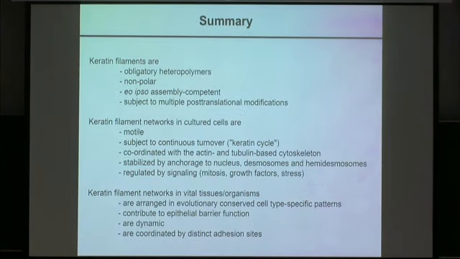Let me quickly summarize. I hope I was able to show you that keratins are obligatory heteropolymers on the dimer level. They're nonpolar at the tetramer level. They're assembly competent without any cofactors. They are subject to multiple post-translational modifications, not only phosphorylations. In cultured cells, they are very motile, and this motility depends on the actin and tubulin-based cytoskeleton.